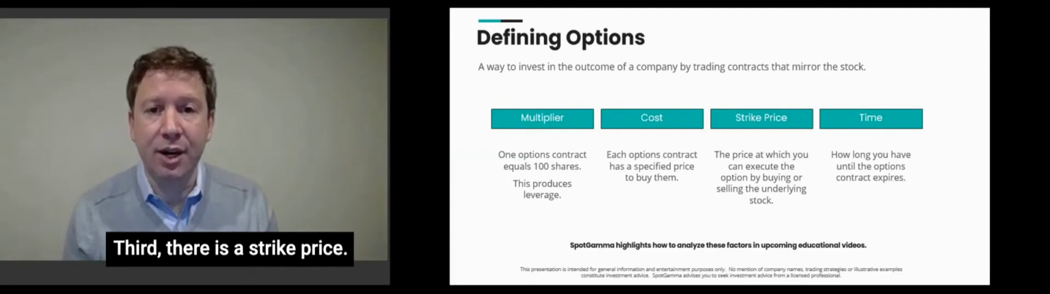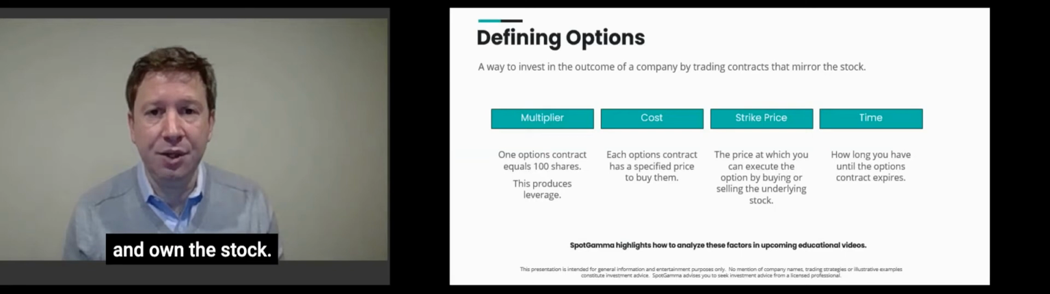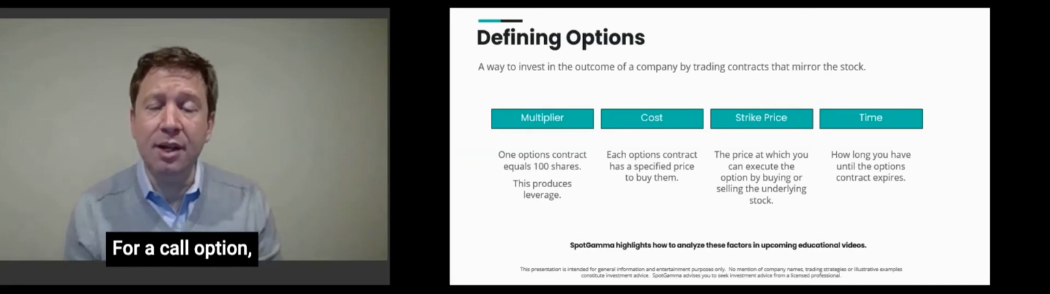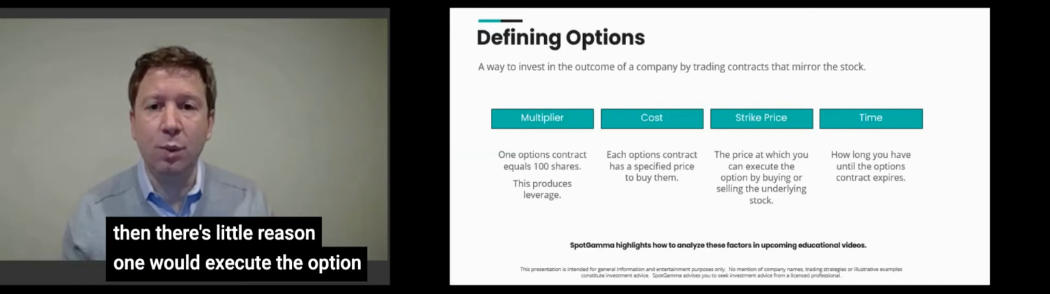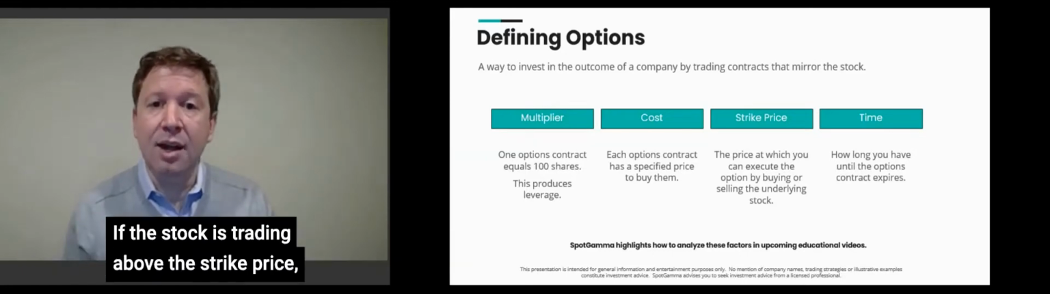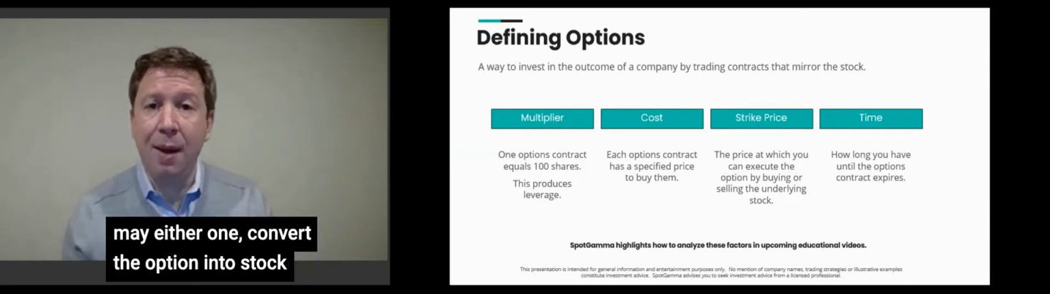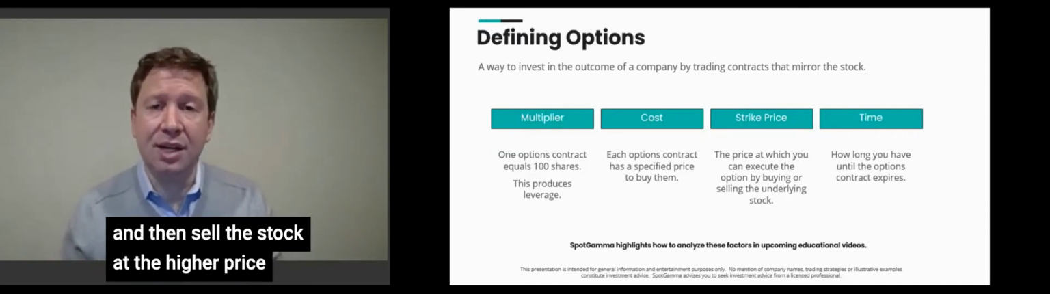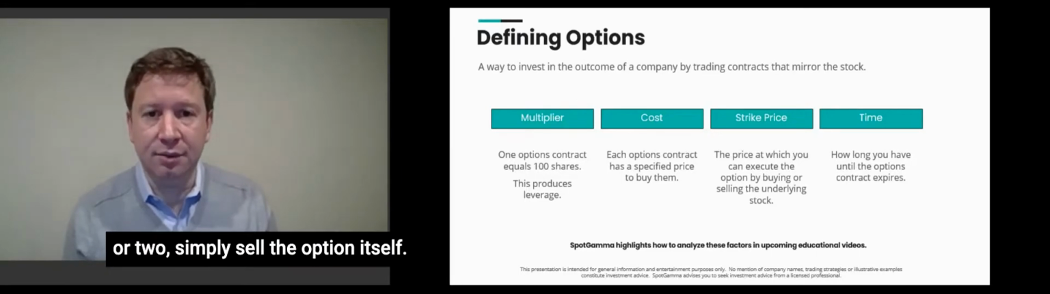Third, there is a strike price. This is the price at which you can later execute the option and own the stock. For a call option, if the stock is trading below the strike price, then there is little reason one would execute the option and accept the stock at that higher price. If the stock is trading above the strike price, then the holder of the contract may either 1. Convert the option into stock and then sell the stock at the higher price, or 2. Simply sell the option itself.